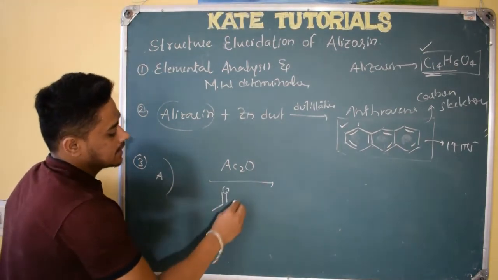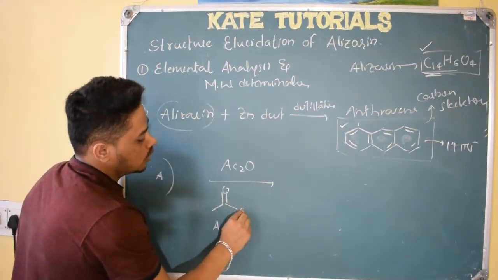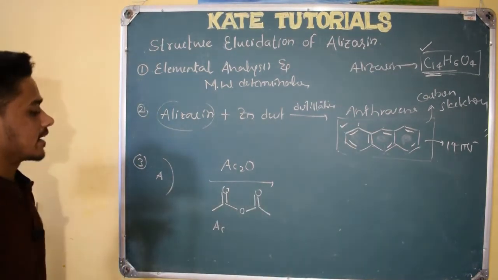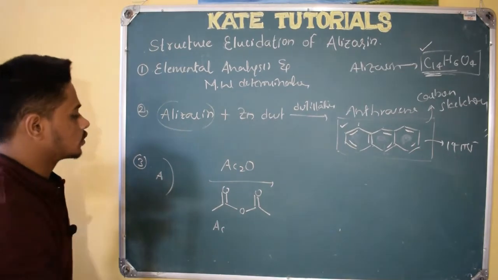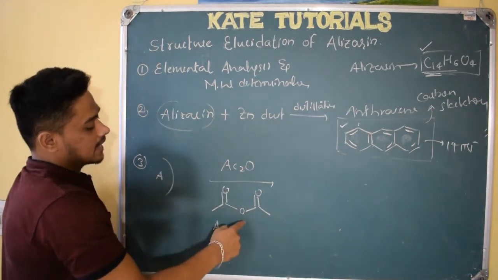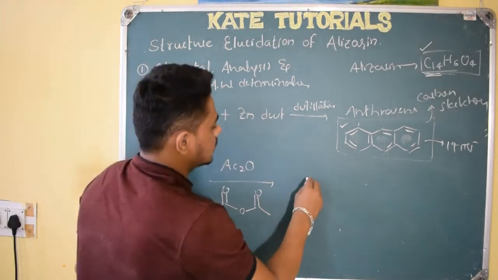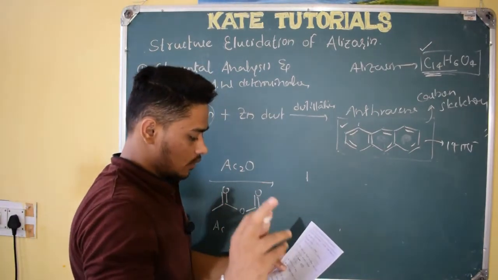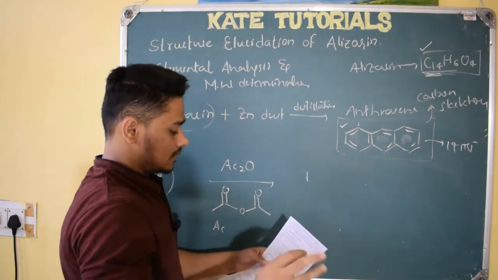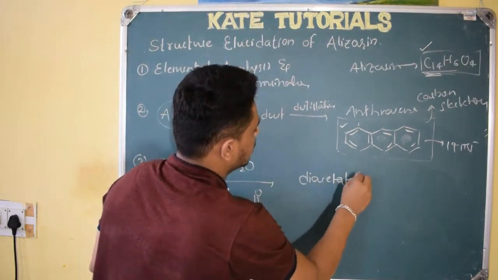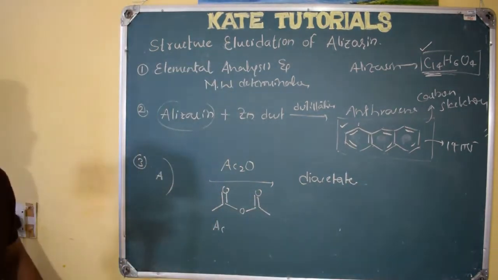CH3CO. Acetic anhydride means CH3COO, CO, CH3, acetic anhydride, right? Ac2O we write. So when they added this acetic anhydride to alizarin, they got diacetate. Let me tell you clearly: diacetate they got, right? So they got this diacetate.